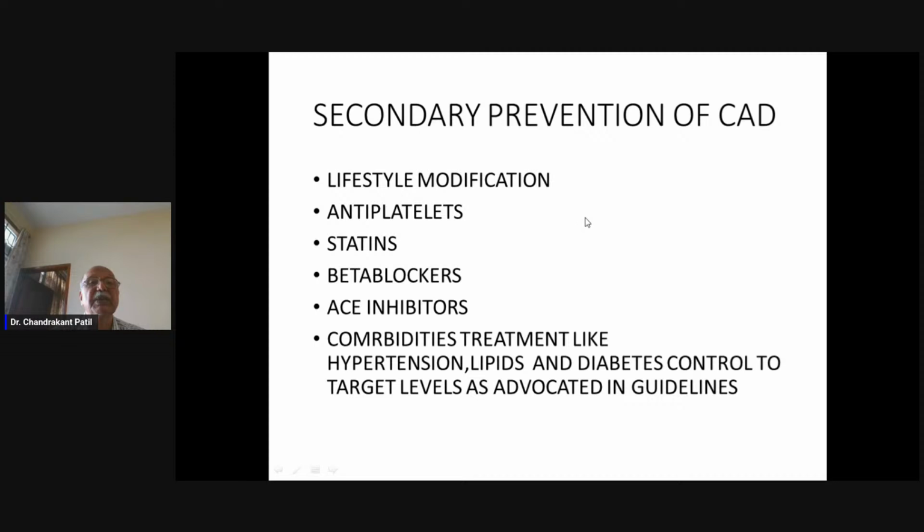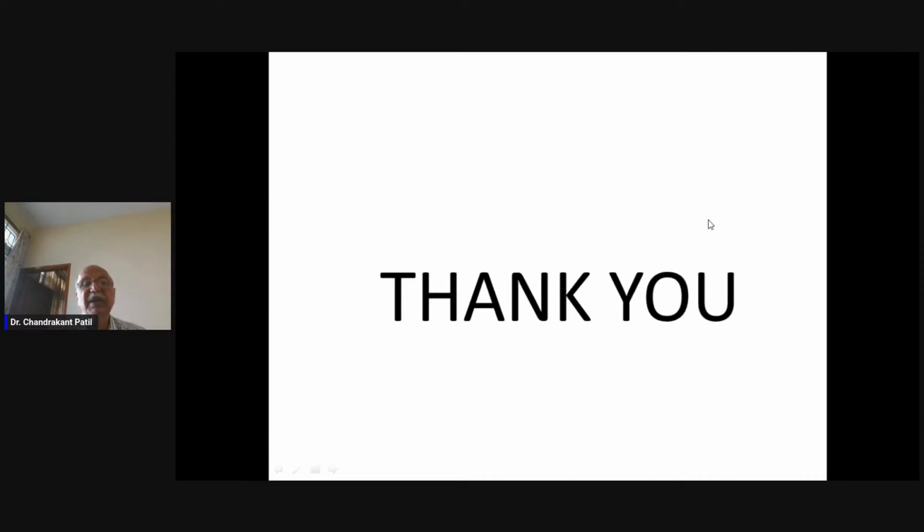Lifestyle modification, including diet control, weight control, physical activities, then antiplatelets have to be continued. Up to 1 year, dual, later at least one antiplatelet like aspirin can be given. Statins, of course, again, to see that the LDL is maintained below 50 milligrams in those who have suffered MI or ACS. Beta blockers, I have already talked to you. ACE inhibitors help the remodeling process of the ventricles and also long-term prognosis, and comorbidities treatment like hypertension control less than 130/80 millimeters of mercury, lipids I told you, and diabetes control to target levels as advocated in the guidelines have to be maintained. I think with this I conclude my talk.